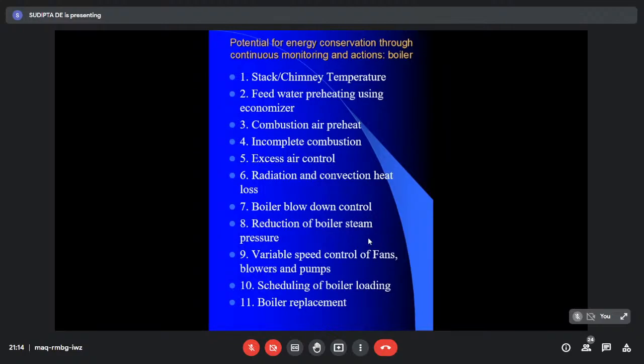So, reduction of boiler steam pressure whenever possible is always desired. This is just to remind you that higher pressure operation of a boiler is possible, but try to avoid it as far as possible.